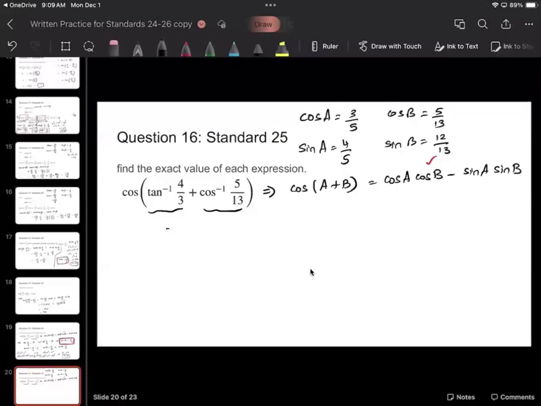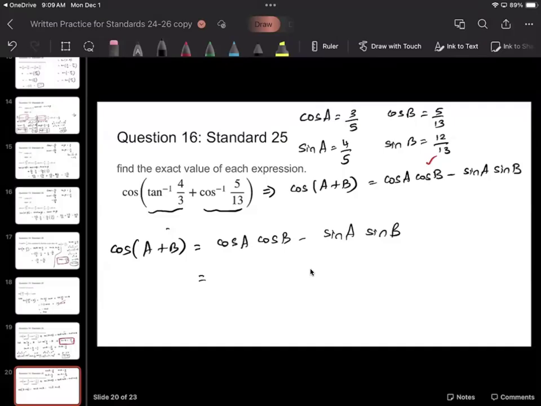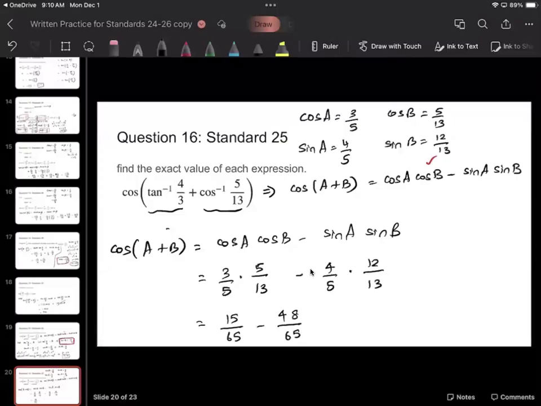Okay, so now I plug in. I have cosine A plus B is cosine A cosine B minus sine A sine B. What is cosine A? 3/5. Cosine B 5/13, sine A 4/5, sine B 12/13. So you have 15 over 65 minus 48 over 65, which is negative 33 over 65. That is your final answer.